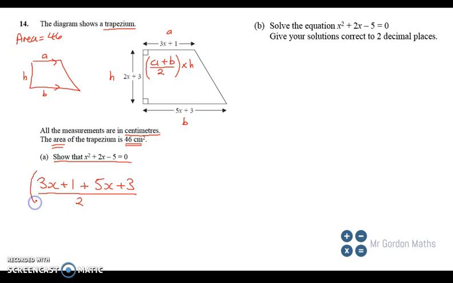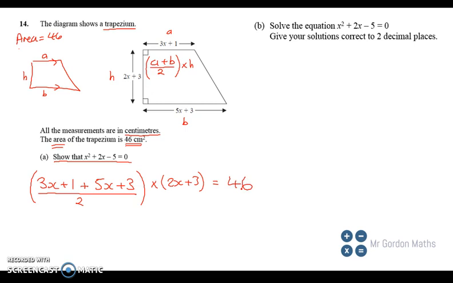Once we've sorted that bit out, we will then times that by the height, which is 2x plus 3, and we will set it all equal to the area, because remember this is the area we're working out. What does the area equal? The area should equal 46, so let me put 46 on the end. But I'm going to try and sort the left hand side of the equation out first.